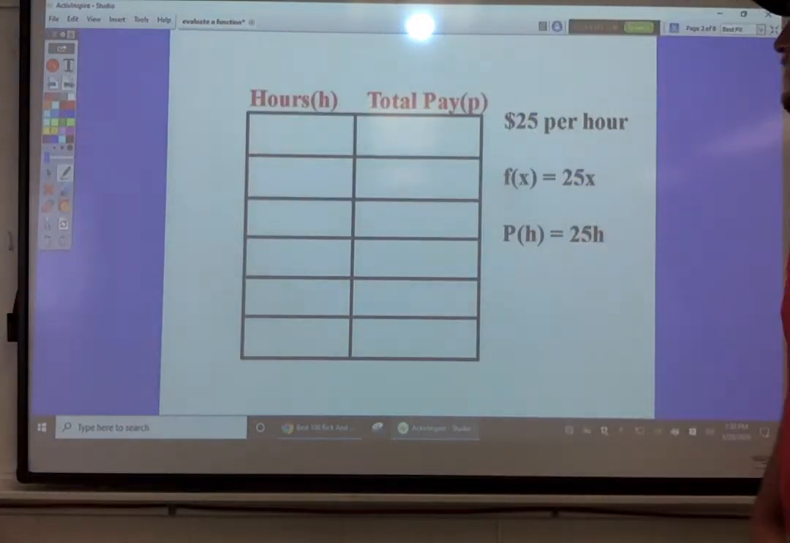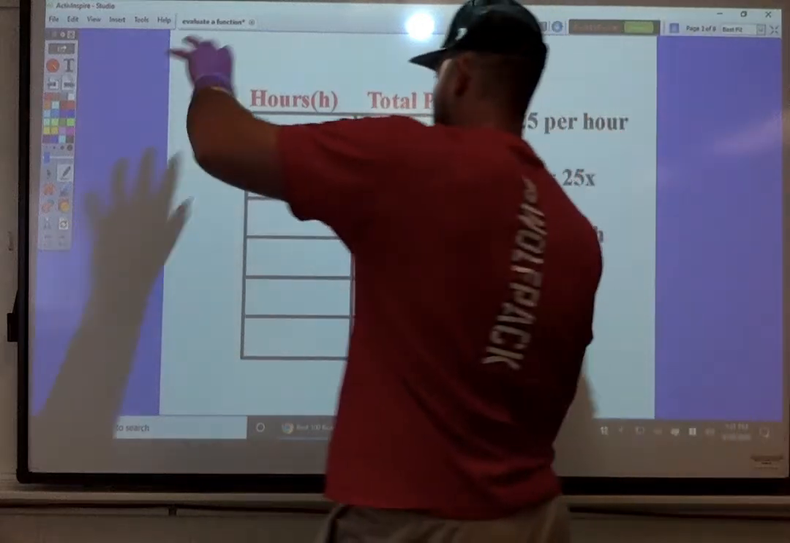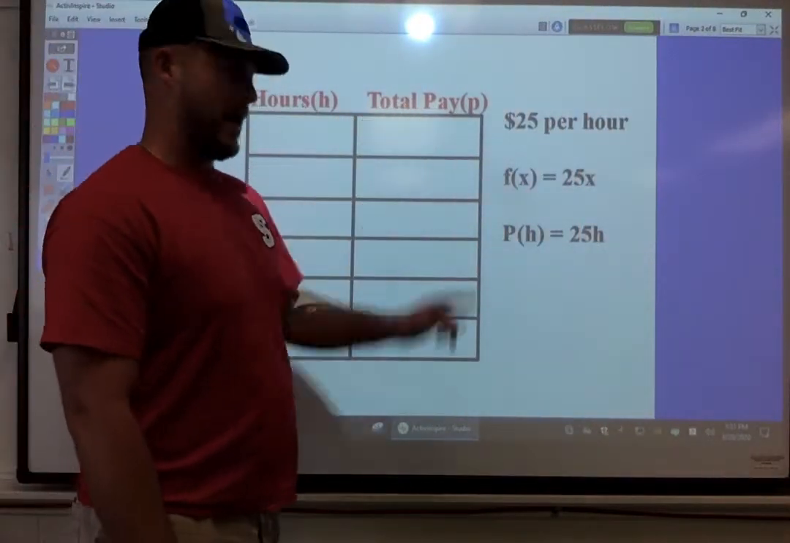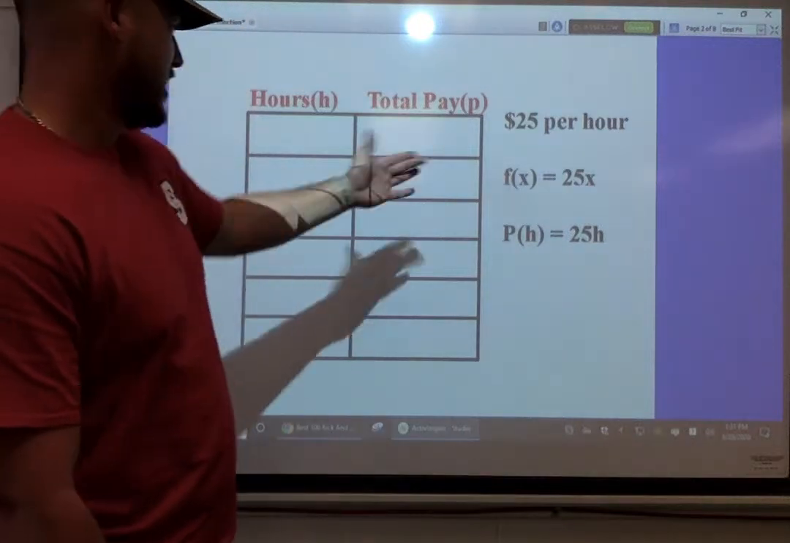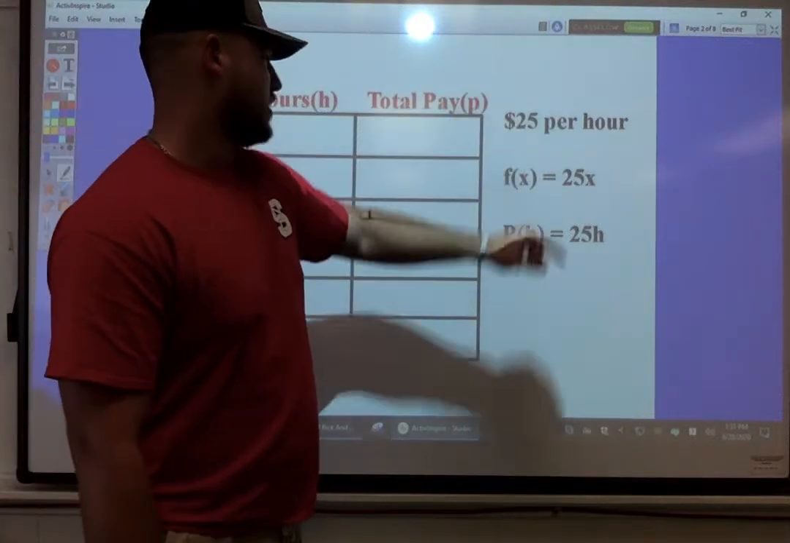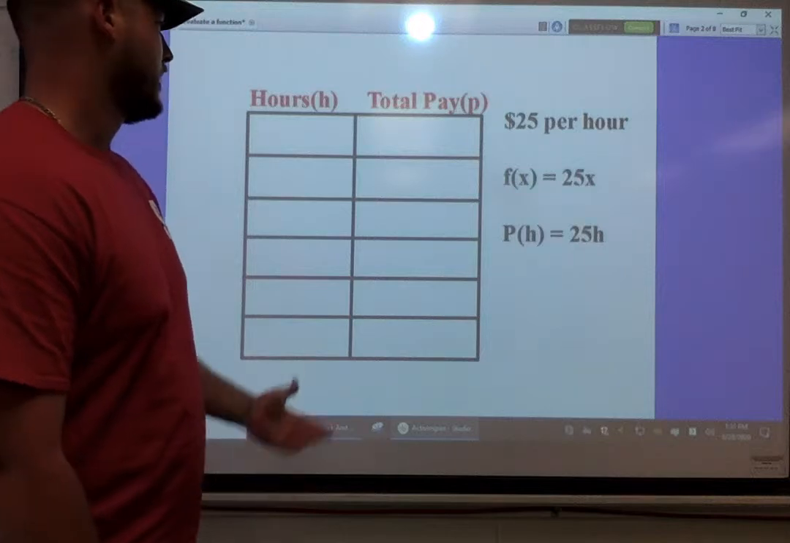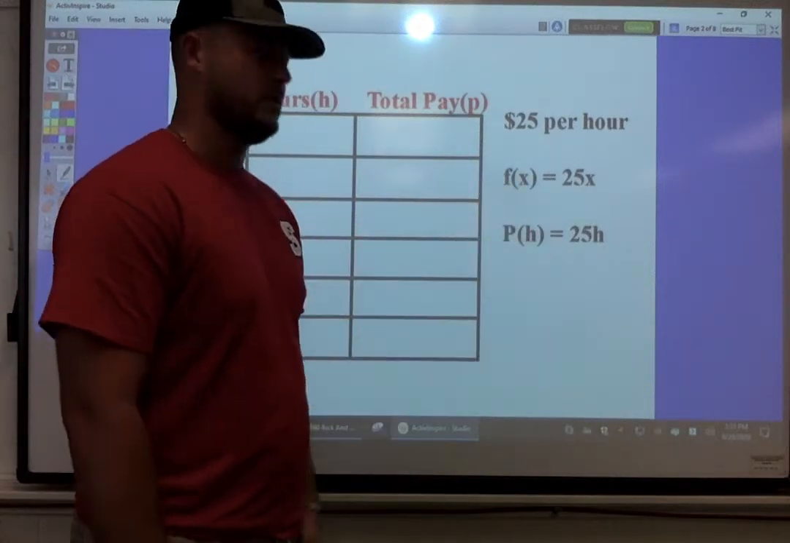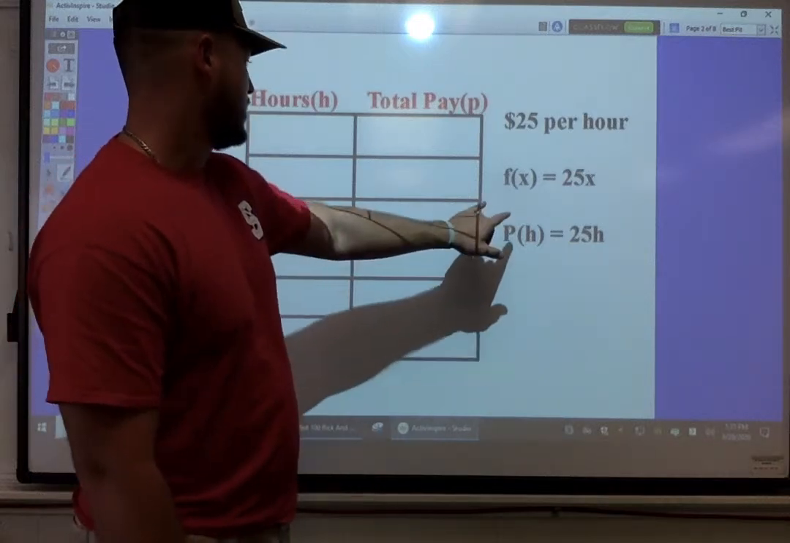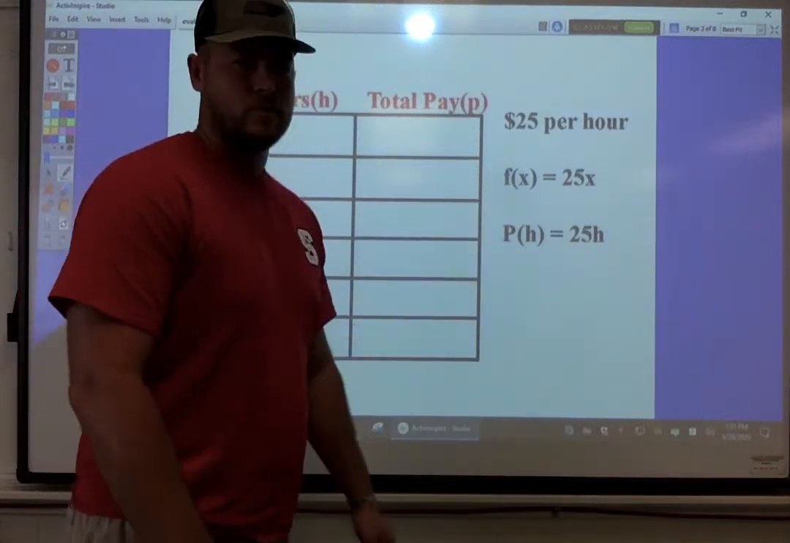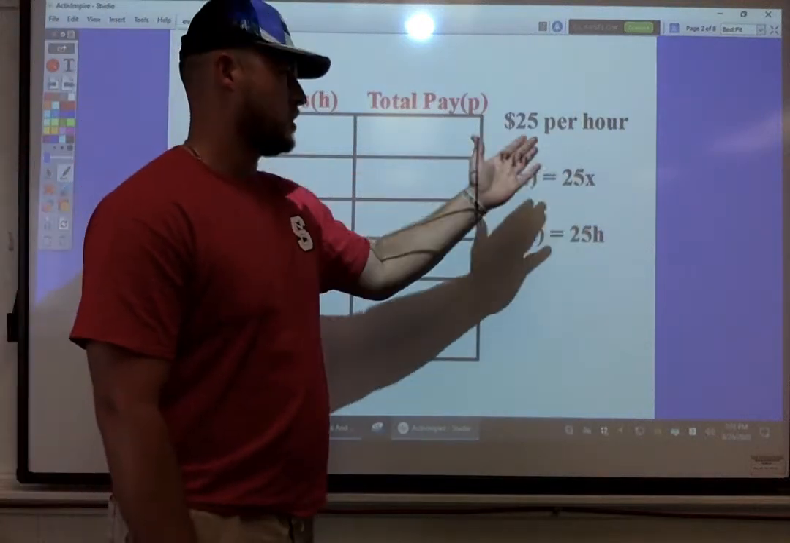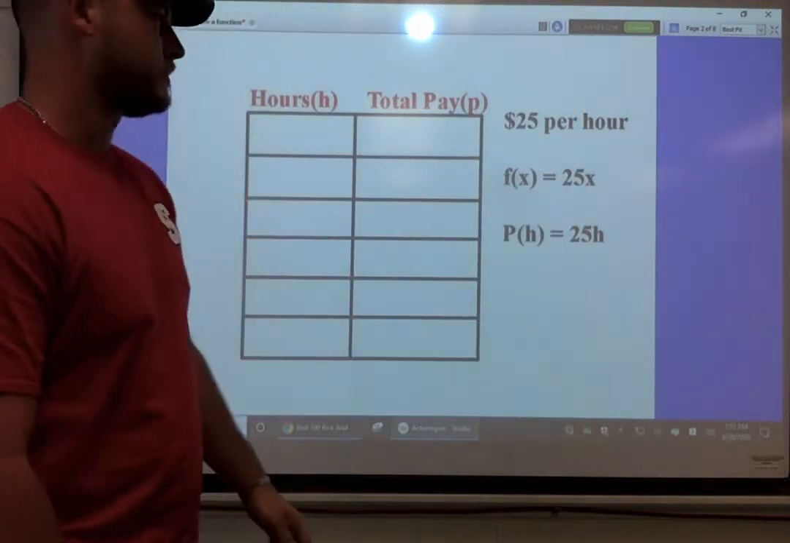Ooh, now we got a table we're supposed to fill in. Over here on our left, we got hours H, and on the right, we've got total pay P. So it says, whatever this is charging $25 per hour. It gives us f at x equals 25x, so there's our function. And then it's also written as P of H equals 25H, or $25 per hour. Anytime you see that per, that's when you know the number is going to be right beside that variable.